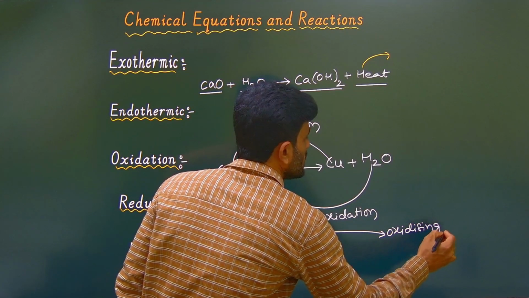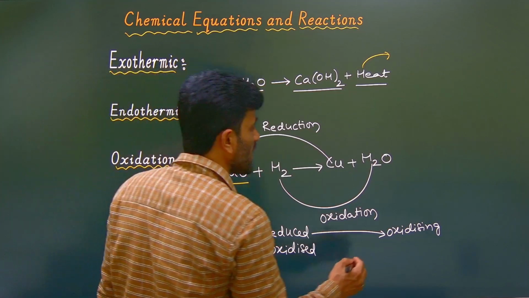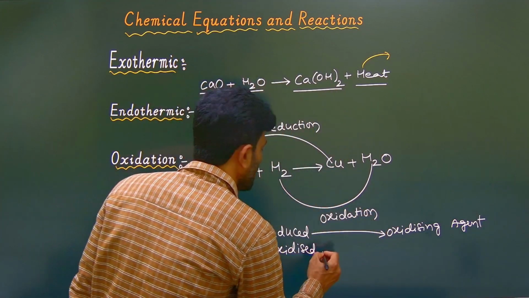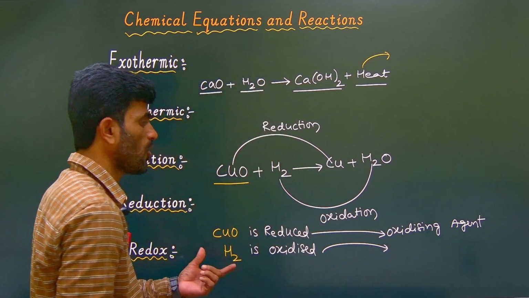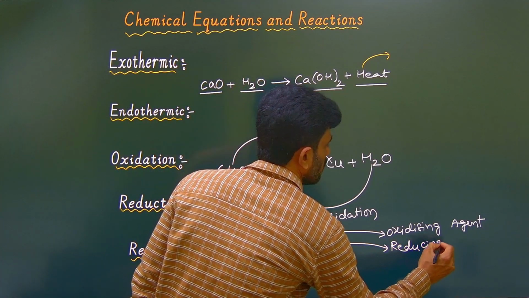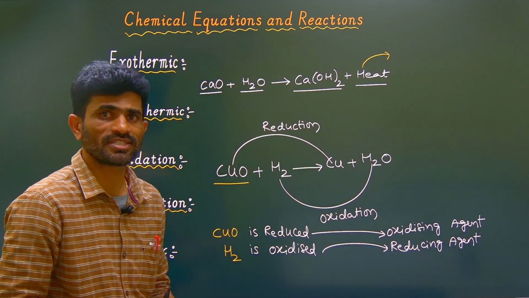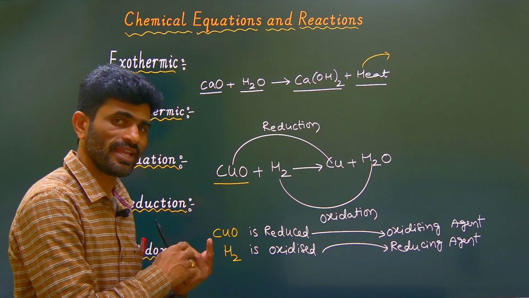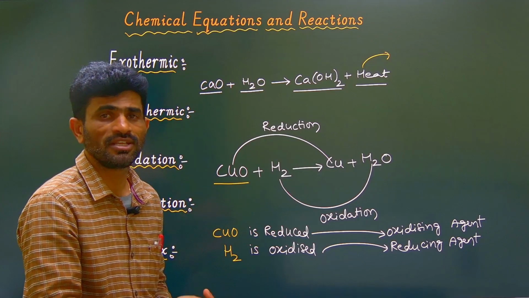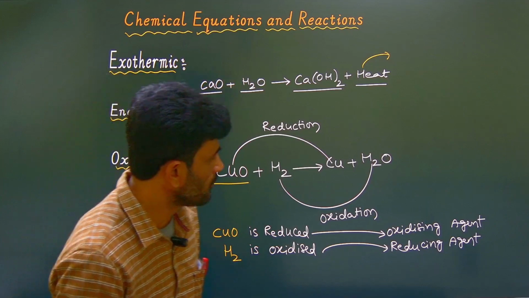First you have to decide which is oxidized, which is reduced. Once you have decided, the substance which got reduced is the oxidizing agent. You remember this. And the substance which got oxidized is the reducing agent. So first you have to identify which substance got oxidized, which substance got reduced. Both will be on the reactant side. Then you have to take the opposite. The substance which got oxidized is the reducing agent. The substance which got reduced is the oxidizing agent. So these are some very important concepts.